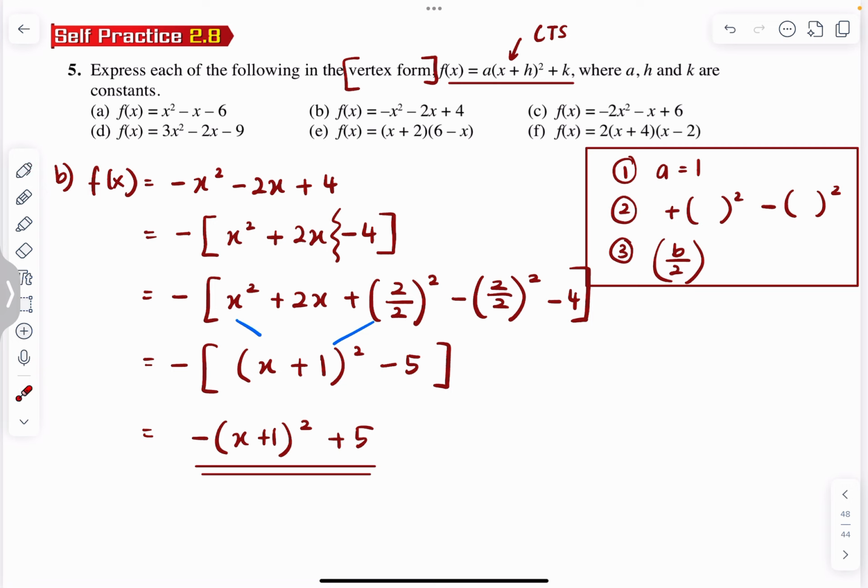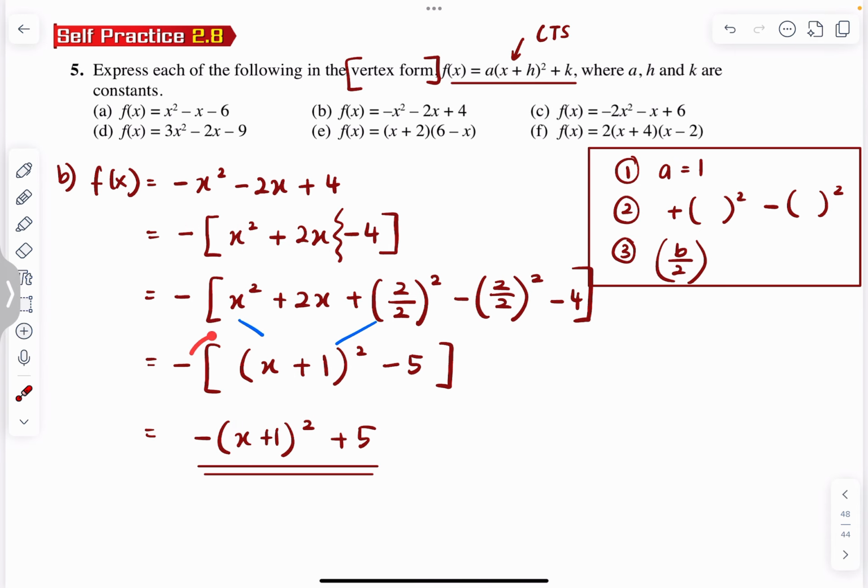Okay, there are some students who will ask if we should expand this or not. If you expand this square, you will get back the original form. So there's no point of completing the square. The whole point of completing the square is to get it into this form. So don't go and expand it. Okay, the negative, you just multiply here and then multiply here, enough already. So we get two different terms. Done.